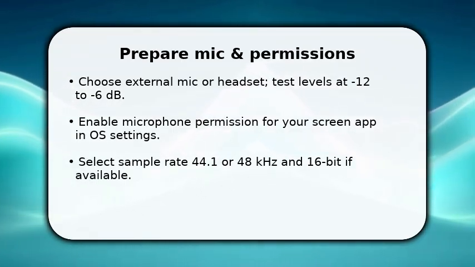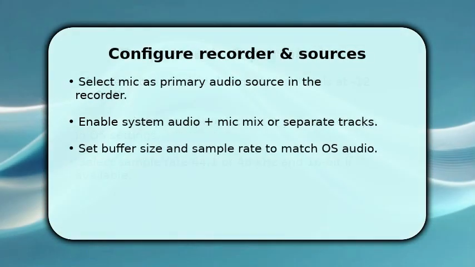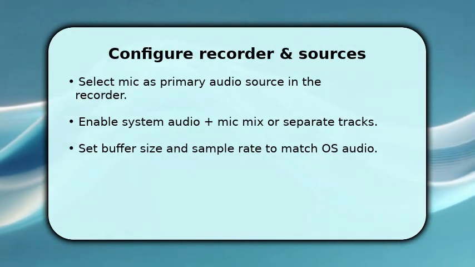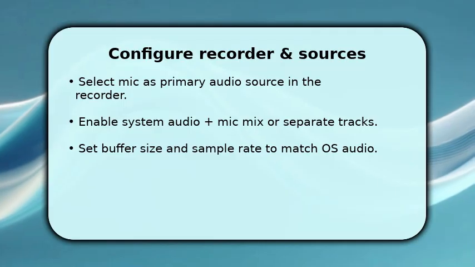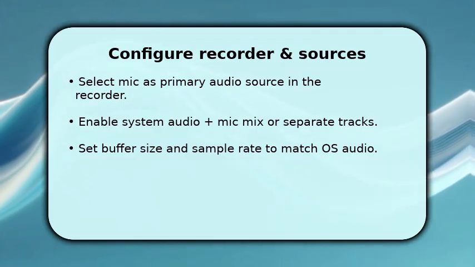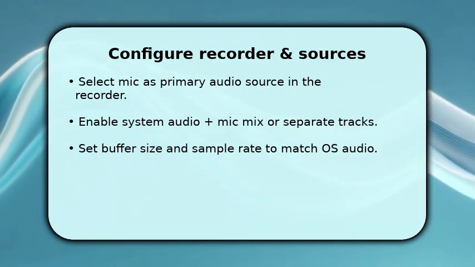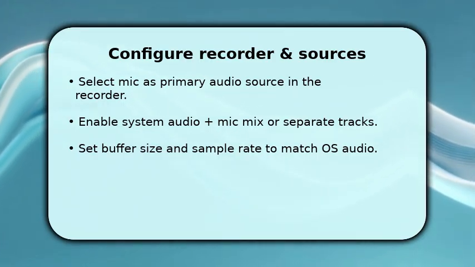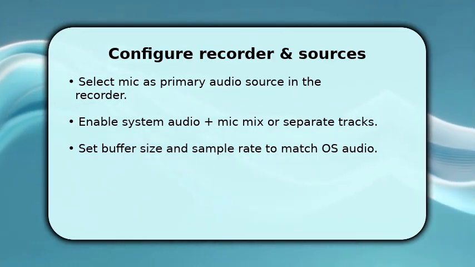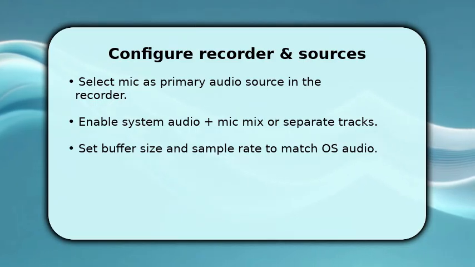Now move to app settings and source selection. Next, configure the recording app so it captures your mic correctly. In the app's audio inputs, choose the mic you prepared. If you need system sound too, enable system audio or use an aggregate device to mix them. Make sure sample rate and buffer match the OS to avoid drift or glitches.